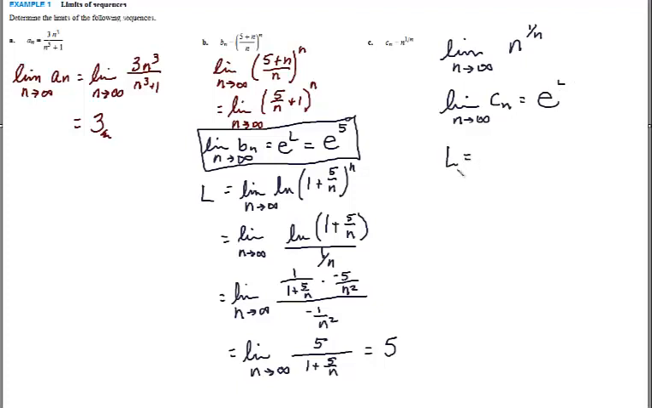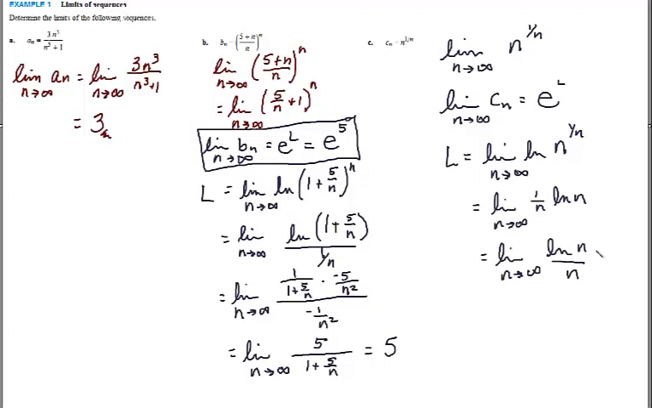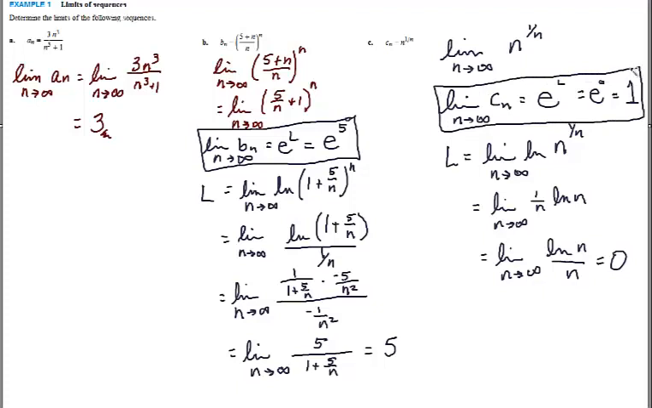So that I can then say that the limit as n goes to infinity of the natural log of n to the 1 over n, and I can bring that 1 over n out front. And then I get to here, and this limit would then be 0, and therefore e to the 0 would be my limit, which means that the limit of c sub n is then 1.